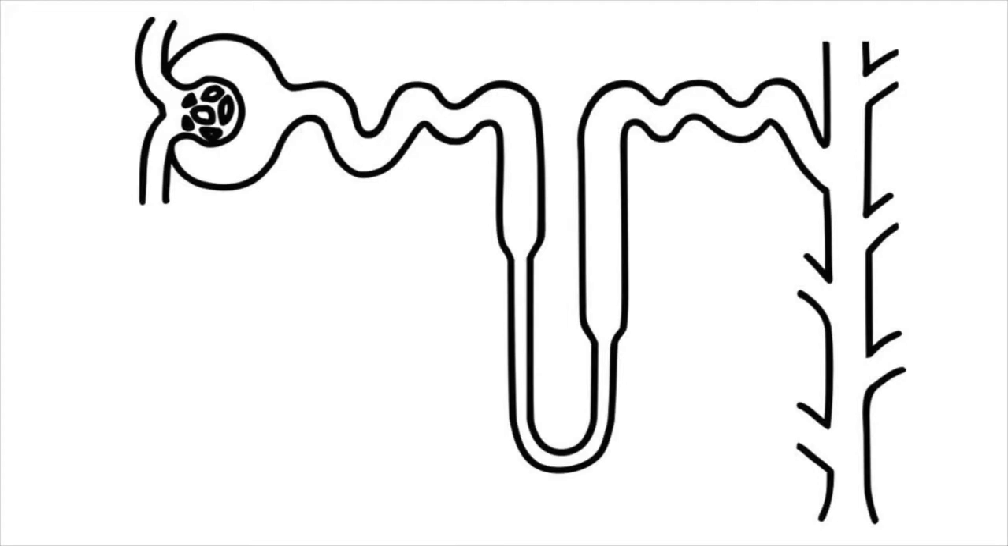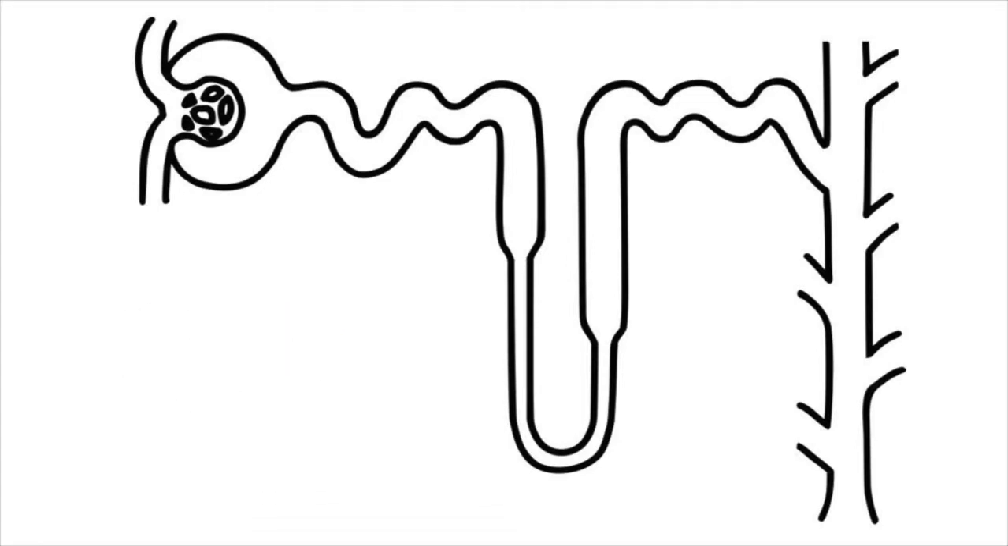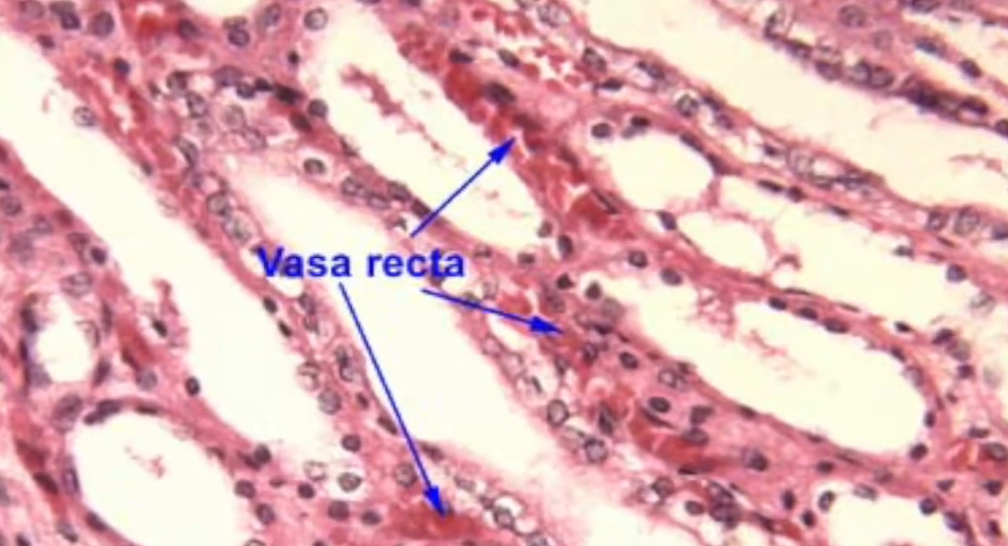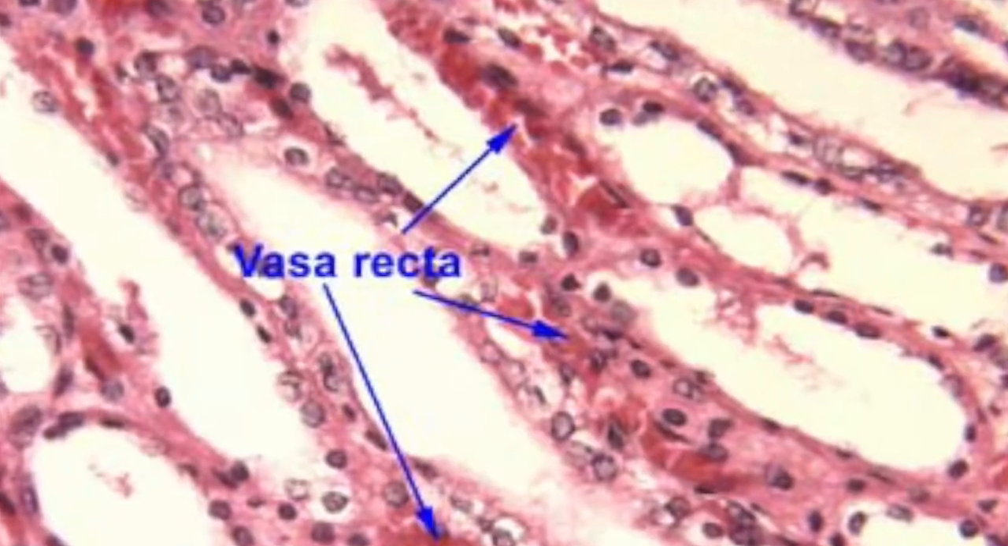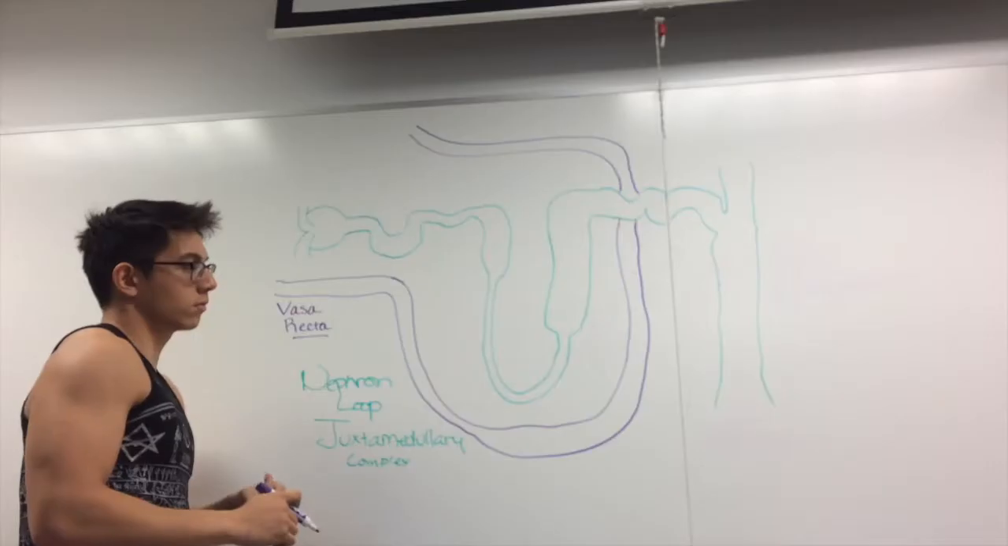Long nephron loops of juxtamedullary nephrons create the concentration gradient, and as water and solutes are reabsorbed, the loop first concentrates the filtrate and then dilutes it. The vasa recta will preserve the gradient, and then the collecting duct will use the gradient to determine the final concentration and volume of urine.